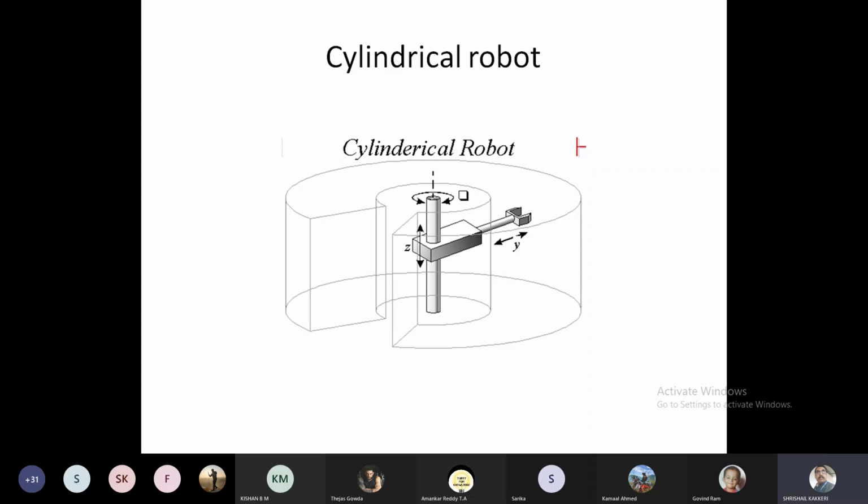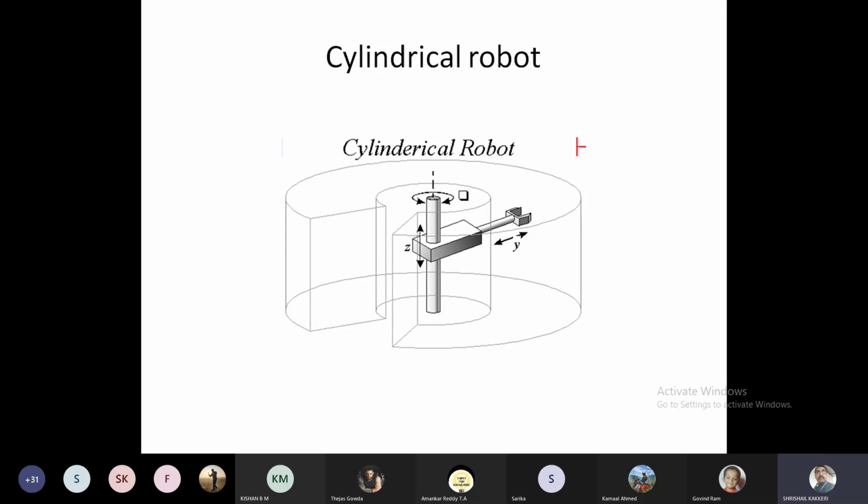This is also called an LRL robot: linear, rotational, linear. Please remember: the first one is Cartesian, LLL. Cylindrical, the second one, is LRL. The third one, spherical, is LRR. The fourth one, articulated, will be RRR. Please remember, so that I have taken them in this similar direction: LLL, LRL, LRR, RRR.